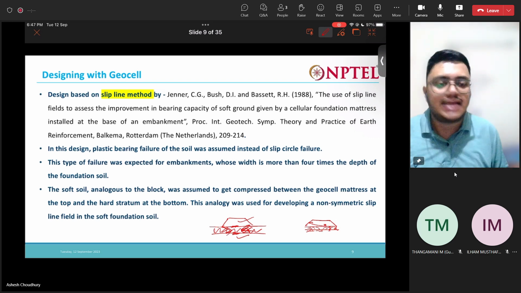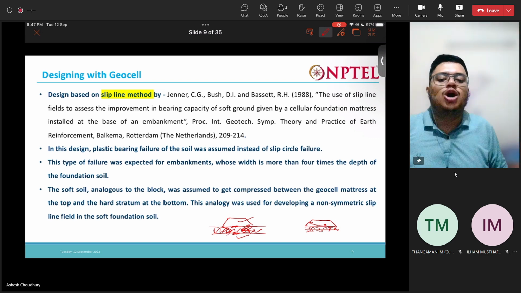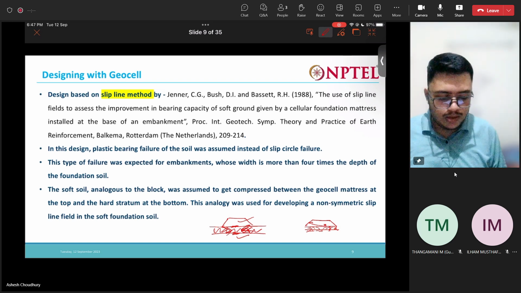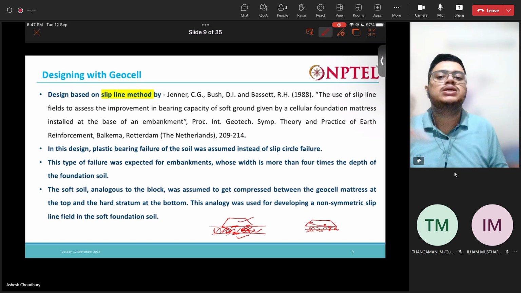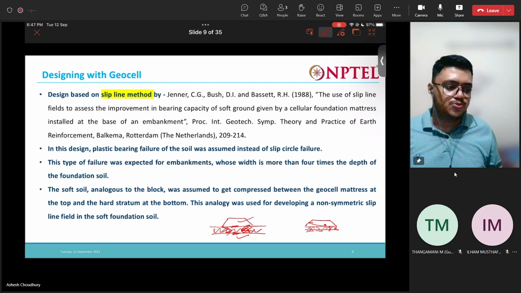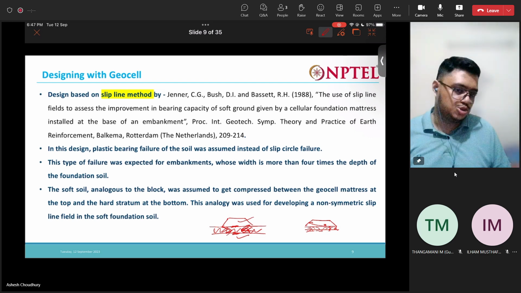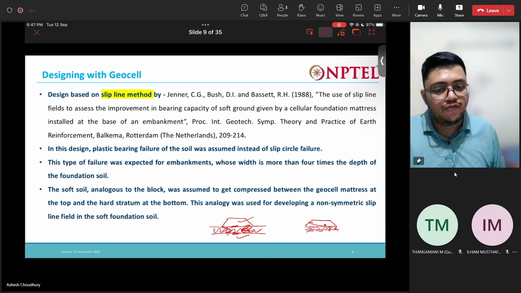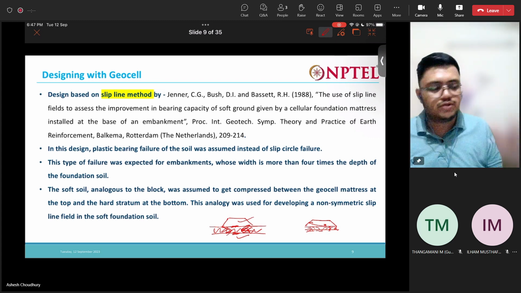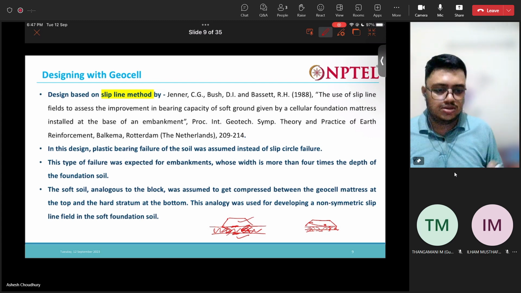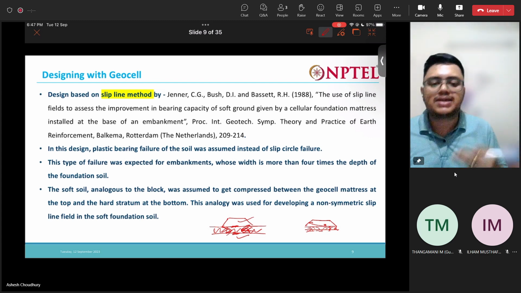That concept is used to develop a non-symmetric slip line. Using that slip line, we determine the stress at each point, and using that, we design the final geocell. We select the geocell. Here, selection is a better word.